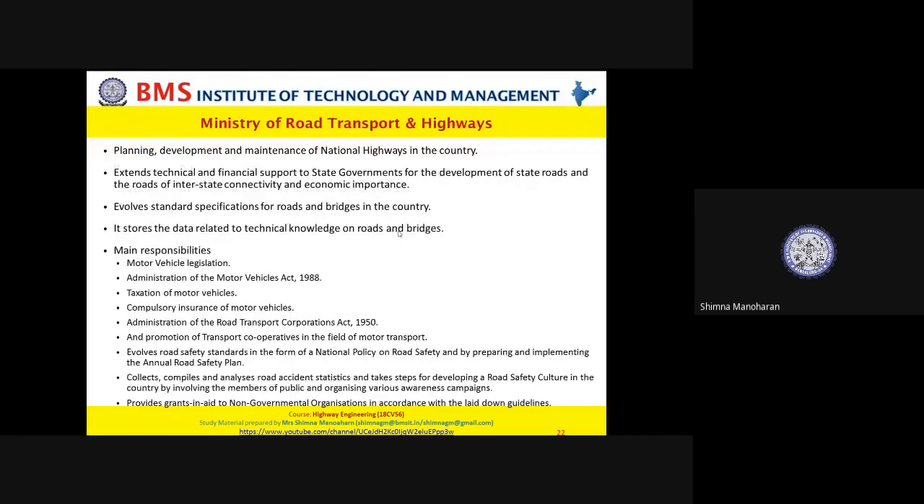So, the Ministry of Road Transport and Highways. Their main responsibilities are motor vehicle legislation, administration of the Motor Vehicles Act, taxation of motor vehicles, compulsory insurance of motor vehicles, administration of road transport corporations, and providing grants to NGOs to lay down guidelines, etc.